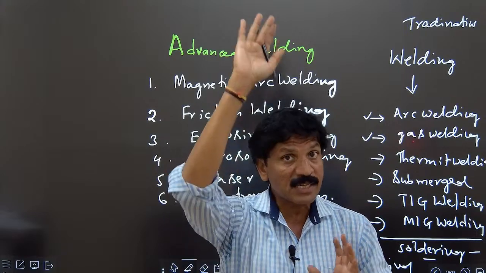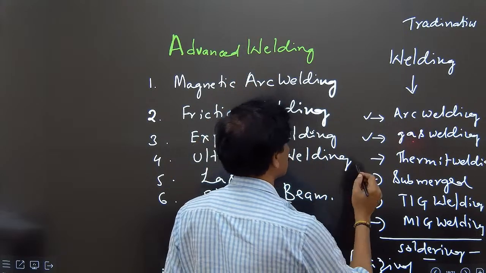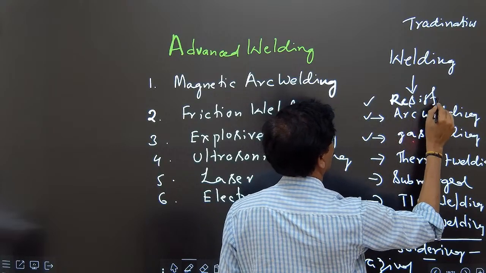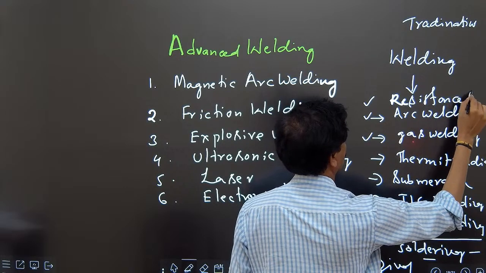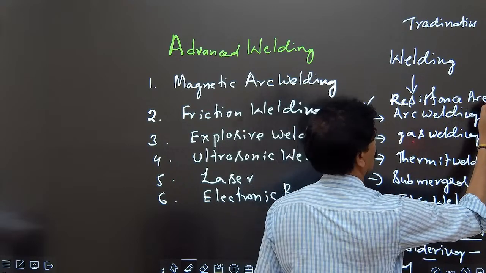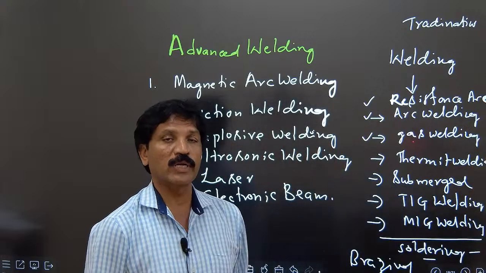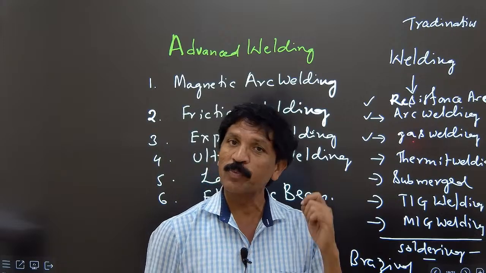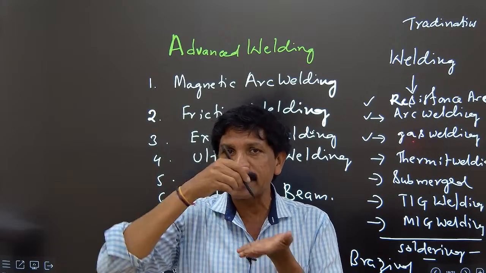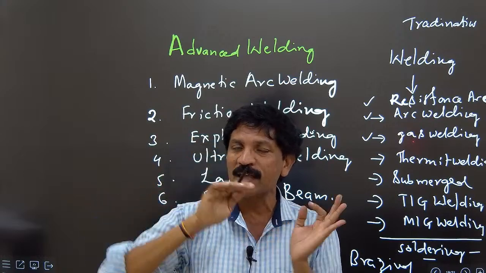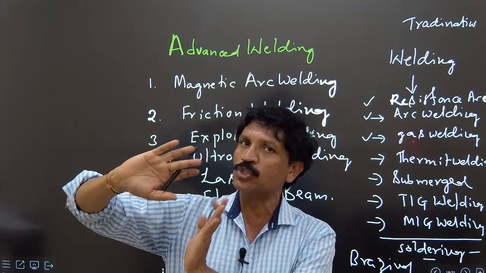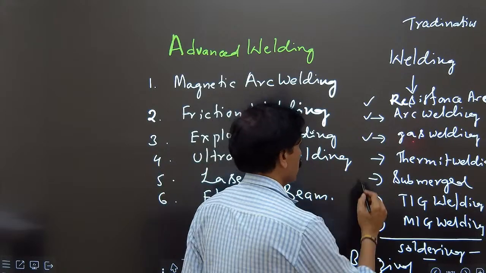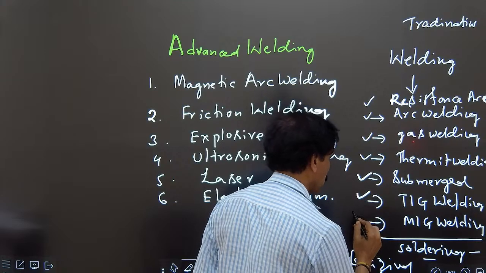And resistance arc welding is also there. Resistance arc welding is mostly suitable for sheets and vessels. Welding is just like stitching, the way stitching is done for cloth; in a similar way, we join two parent sheets. That is an example of where we use thermite welding, submerged welding, TIG welding, and MIG welding.